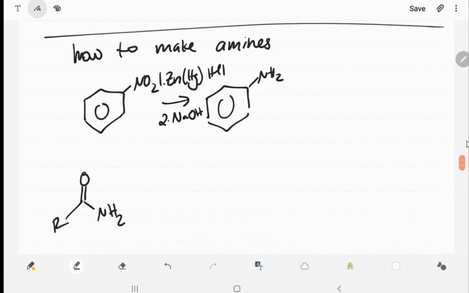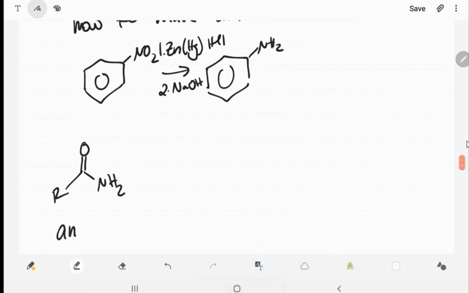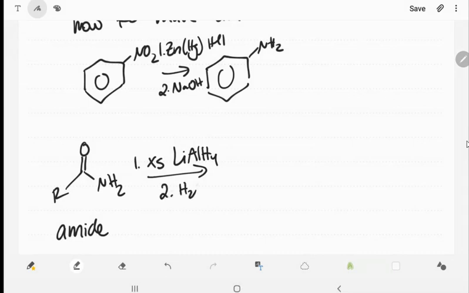If you have an amide, reduce the heck out of it. If you reduce the heck out of an amide, you'll get an amine. Ta-da! So reduce it like crazy. Throw in your lithium aluminum hydride. You'll probably have to protonate something later, and then poof, now you have an amine.